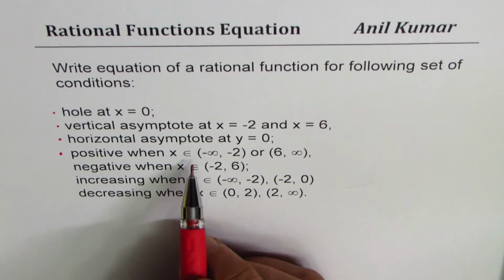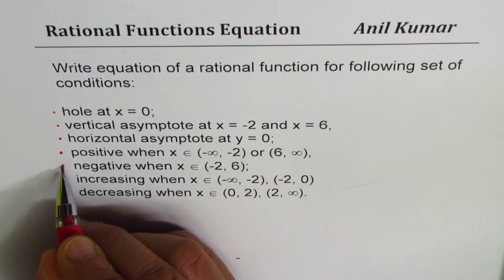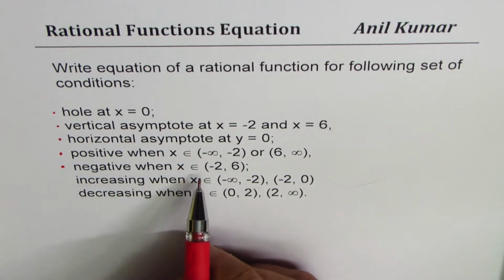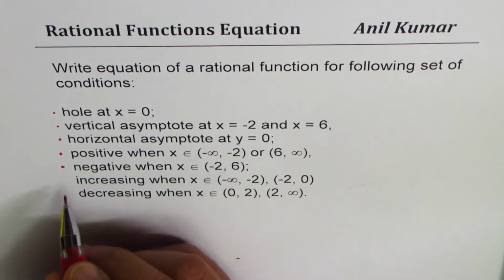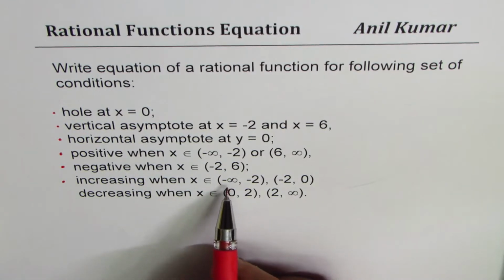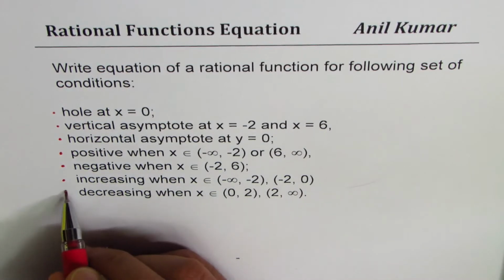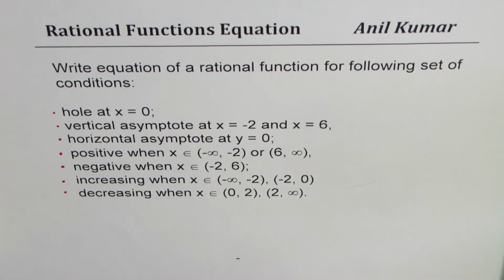Positive when x belongs to minus infinity to minus 2 or 6 to infinity. Negative when x belongs to minus 2 to 6. Increasing when x belongs to minus infinity to minus 2 and from minus 2 to 0. And decreasing when x is from 0 to 2 and 2 to infinity.